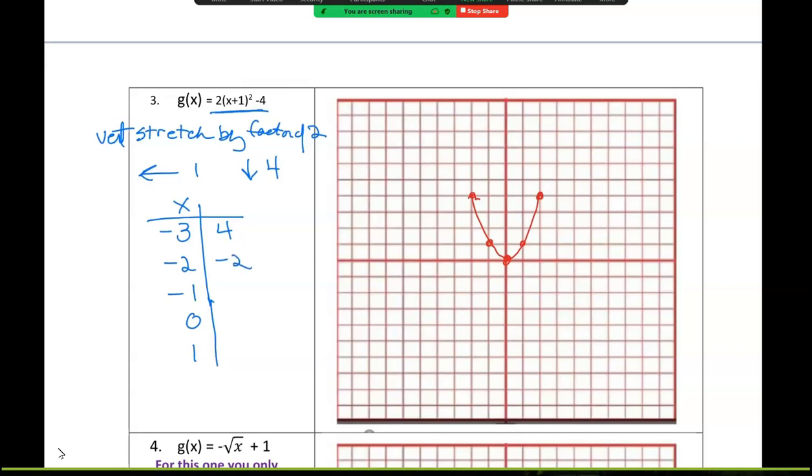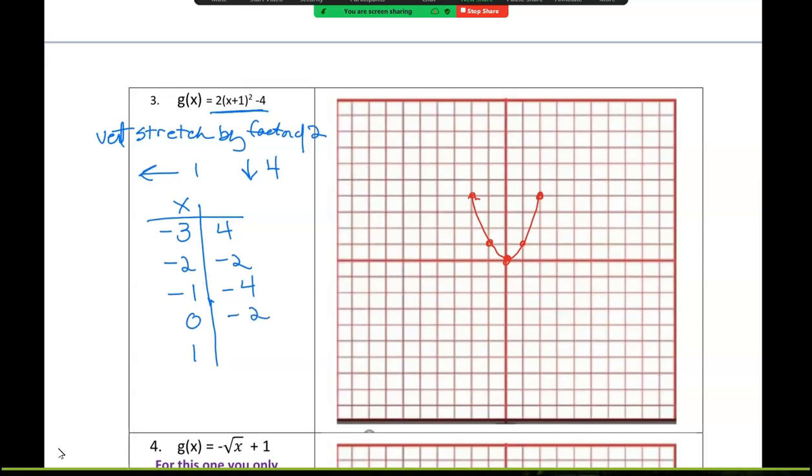Okay, negative 1 is my favorite right now because if I plug in a negative 1, I get a 0 in the parens. 2 times 0 is still 0, and a minus 4 is still a minus 4. Okay, plug in a 0 now, and you're going to get a 1. 1 squared is 1. 1 times 2 is 2, and 2 minus 4 is negative 2.